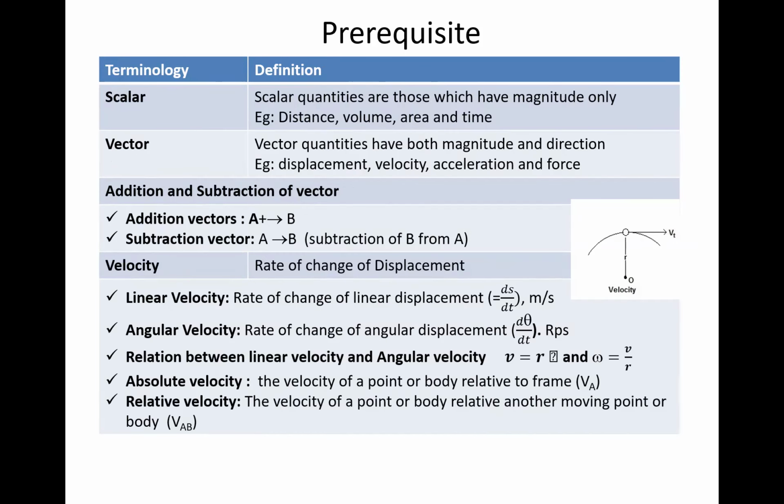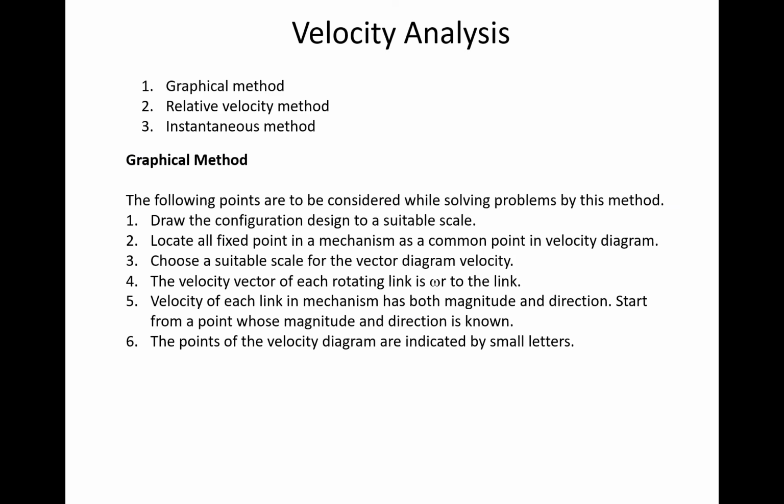Now we'll discuss one example. Velocity is nothing but rate of change of displacement. Angular velocity is the rate of change of angular displacement, d theta by dt, and acceleration is the rate of change of velocity. Now we have calculations of linear velocity and linear acceleration. We are using the graphical method. To plot it, we need to follow some steps.